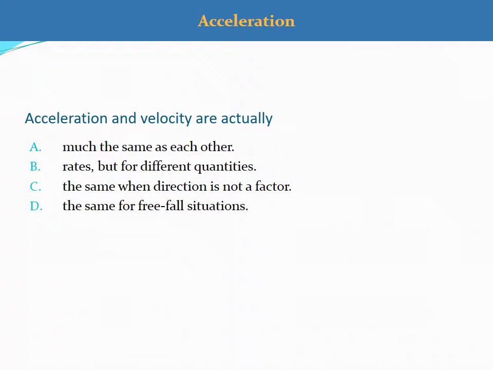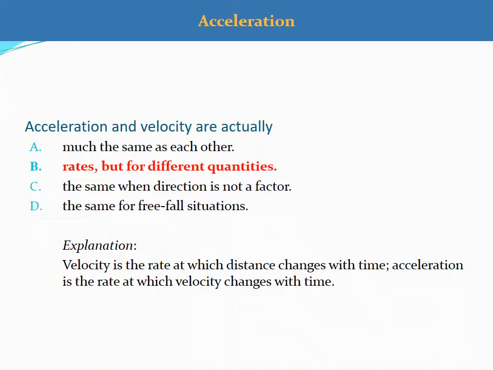Acceleration and velocity are actually A, much the same as each other, B, rate, but for different quantities, C, the same when direction is not a factor, D, the same for free fall situations. B, rate, but different quantities. Velocity is the rate at which distance changes with time. Acceleration is the rate at which velocity changes with time.